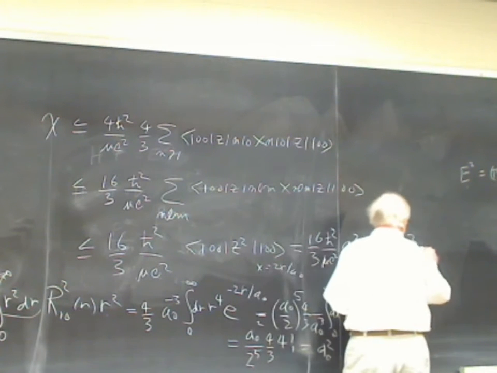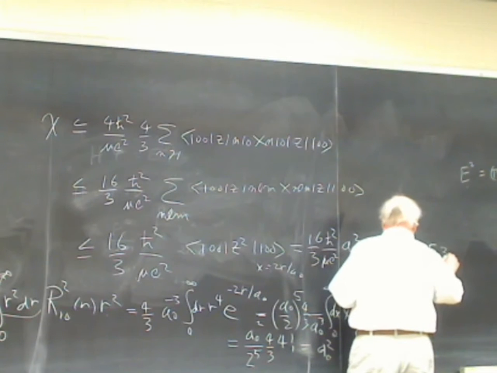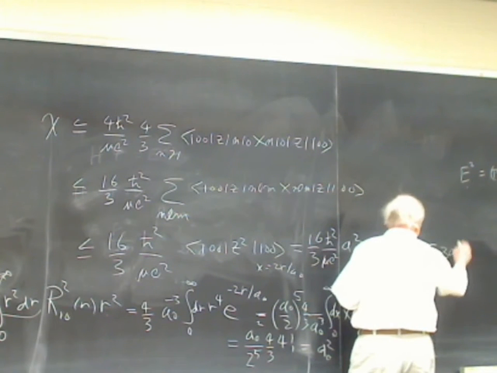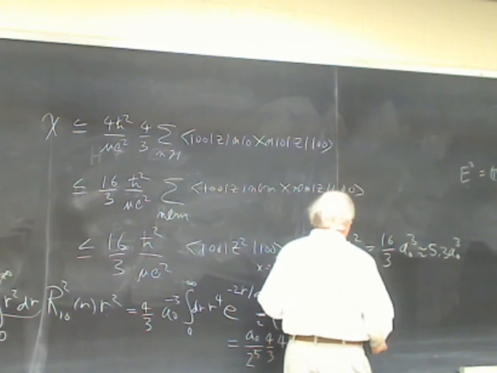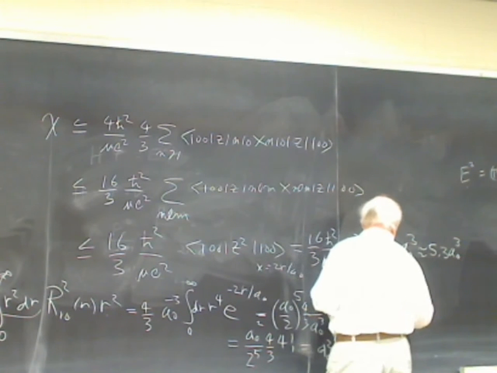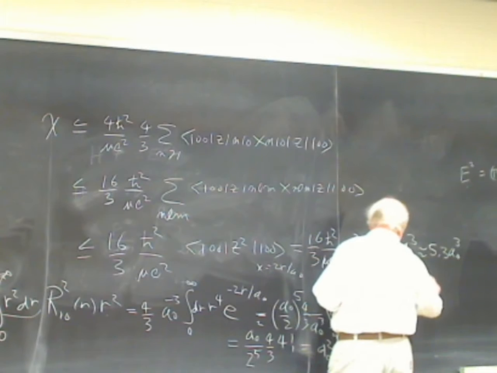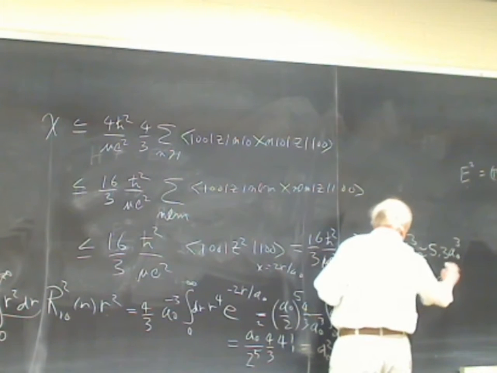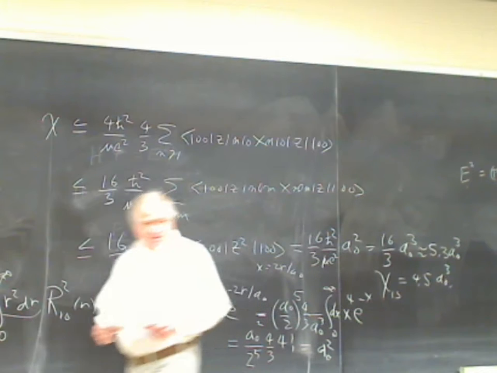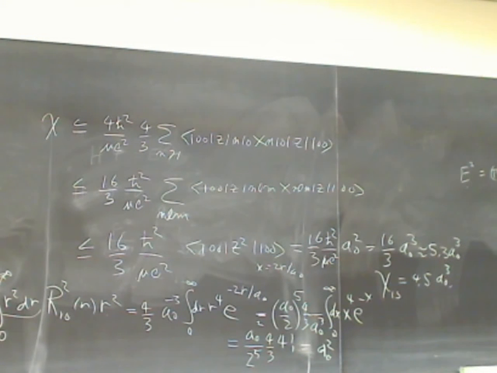And that's about 5.3 times a0 cubed. The exact answer for chi 1s, the ground state electric susceptibility, is 4.5 times a0 cubed. So you see, this is a pretty reasonable, a pretty good approximation. In other words, it's an upper bound, indeed, but it's much better than an order of magnitude. I think it's off by less than 20%.